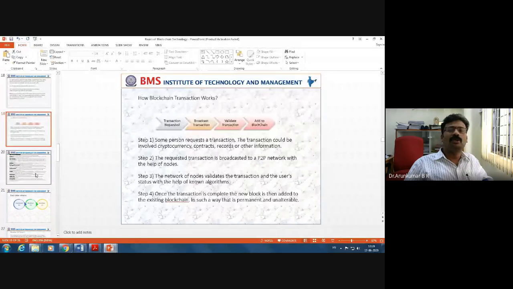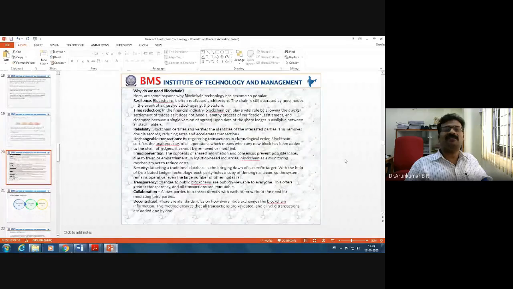Now let's go to this point. Why do we need blockchain? We have seen, and I think this is the right time to summarize why we need blockchain. Because of certain important points, blockchain has become so popular today. Banking sectors use blockchain, different sectors use blockchain, and supply chain management uses blockchain. I'll explain through different use cases how blockchains are useful.